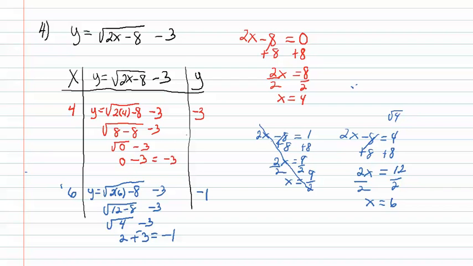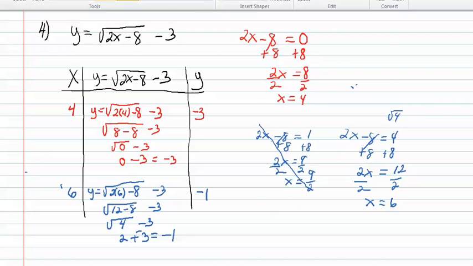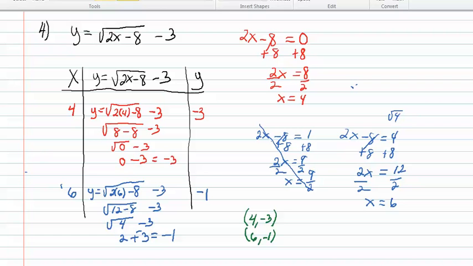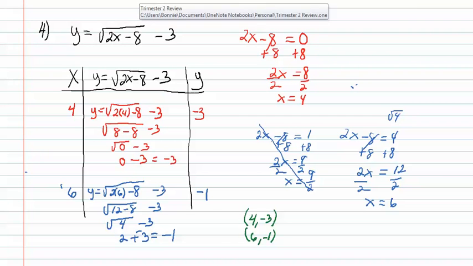Okay, so now let's write out our ordered pairs so far. I'm going to do it down here because I'm going to have to move my tablet down a little bit. So my first ordered pair is 4, negative 3. My next ordered pair is 6, negative 1. I need one more to go. So let me move it down just a little bit.